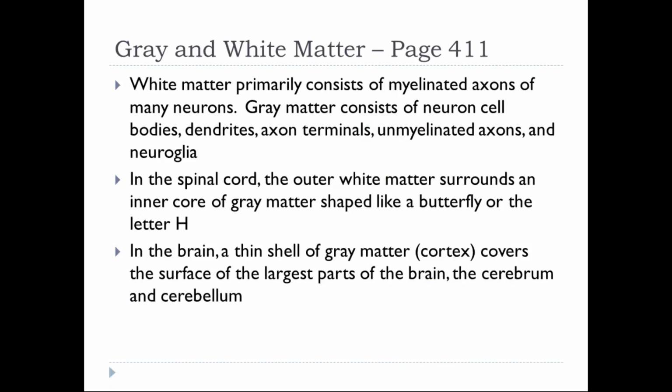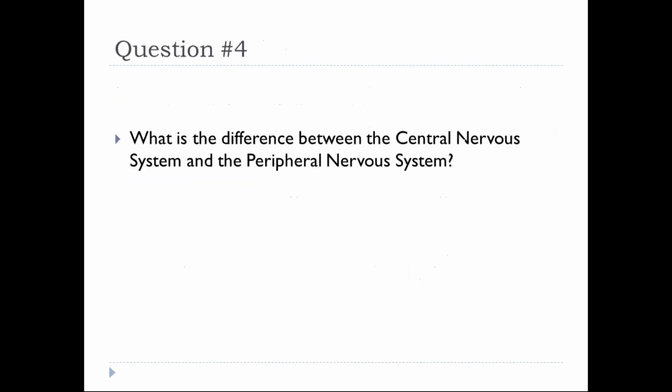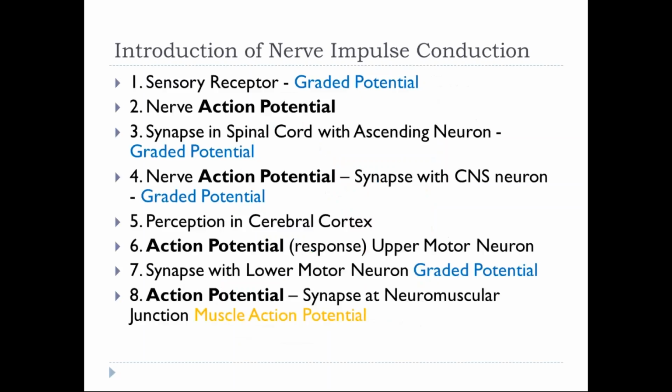So as we see, white matter primarily consists of myelinated axons of many neurons. Gray matter would be neuron cell bodies, dendrites, axon terminals, unmyelinated axons, and all the neuroglia. In the spinal cord, we see the white matter surrounds the inner gray matter, and in the brain, the gray matter surrounds the white matter. Okay. So then I was going to introduce the nerve impulse.